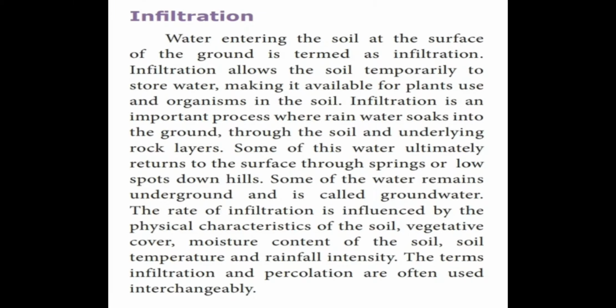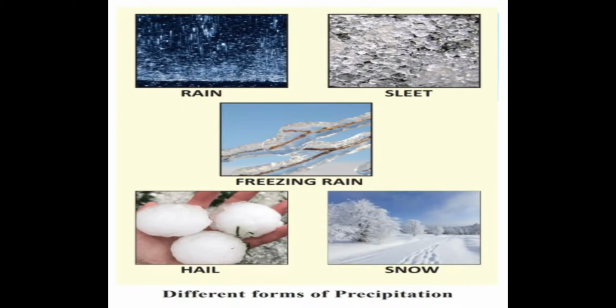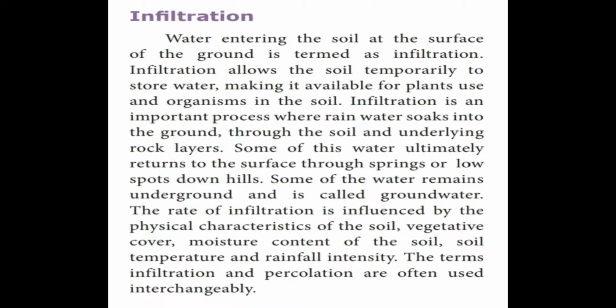Okay children, this is your third class in geography lesson 3 and we are going to start from infiltration. Last class we saw till this, isn't it? Different forms of precipitation, and now we are going to start from infiltration. Water entering the soil at the surface of the ground is termed as infiltration. What is infiltration? Water entering the soil at the surface of the ground.